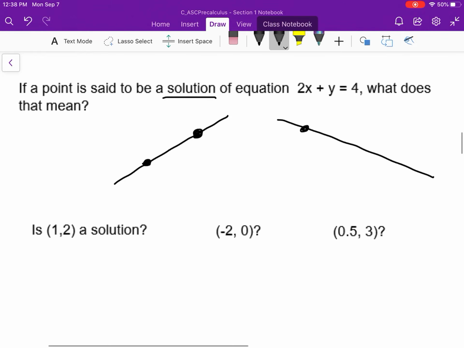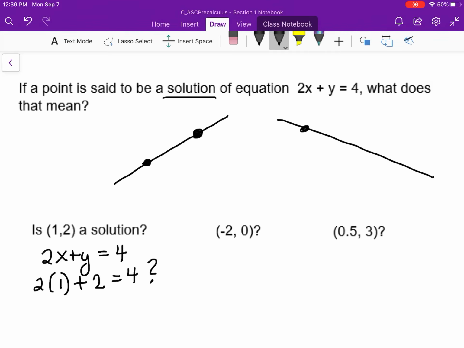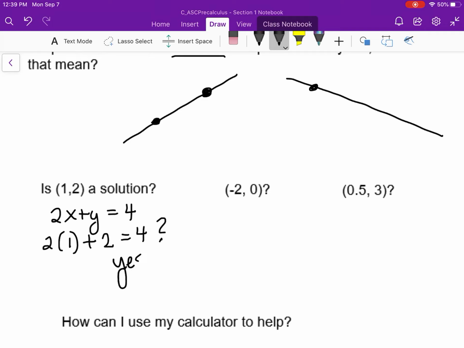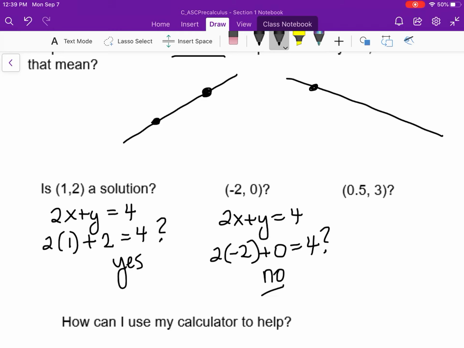So how do you know if it's a solution? You just plug it in. So if I have 2x plus y equals 4, I plug 1 in for x, because that's the x coordinate. I plug 2 in for y, and the question is, is that true? And the answer is yes. If I have 2x plus y equals 4, does this point work? If I have 2 times negative 2 plus 0, does that equal 4? And the answer is no. So it's not on the line. It would be like something over here, sitting out here in space. Might be close to it, but it's not on it.